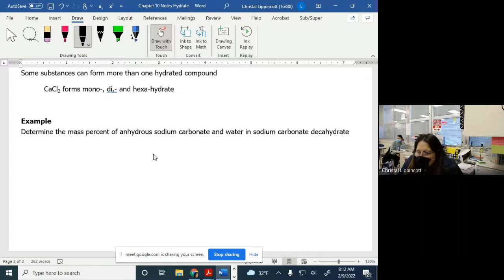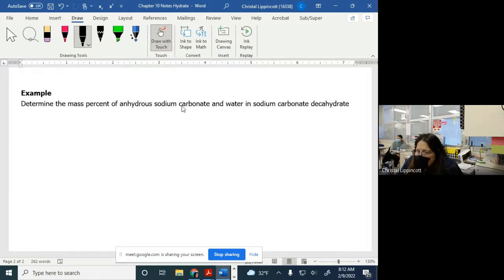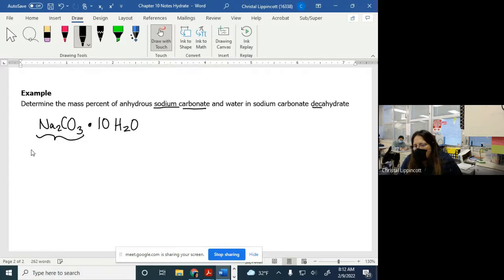Anyway, all right. Determine the mass percent of anhydrous sodium carbonate and water in sodium carbonate decahydrate. Deca means 10, right? They want to know the mass percent of the anhydrous form. So we've got to figure out the formula for this, which is Na2CO3 decahydrate. We need the molar mass for this part, and we need the molar mass for the whole thing.